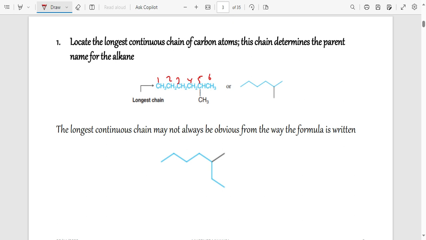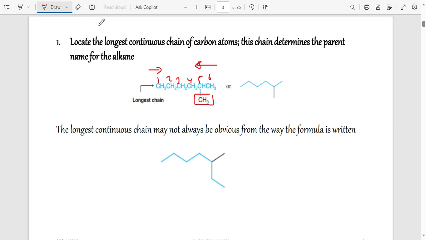Okay, sorry for that. So, when you are counting the longest continuous carbon chain, you need to make sure that if there is any group coming out, it should receive a smaller number. That is important, all right? For example, you can see we have got this group. So, when I'm counting, it's not right for me to start counting from this direction. Instead, I need to count starting from this direction, going in this direction.